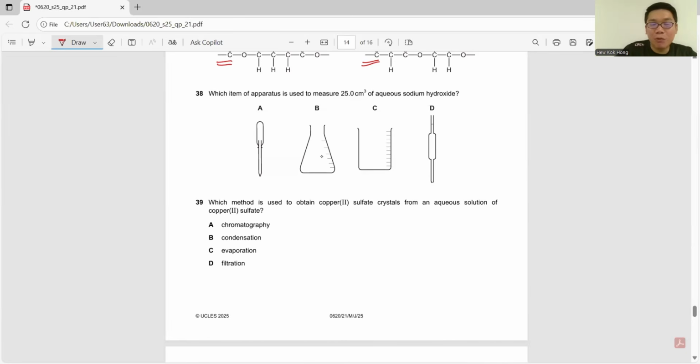38. Which item of apparatus is used to measure 25 cm³ of aqueous NaOH? So we use a pipette. This one doesn't have a scale. These two are not accurate enough. So we choose D.